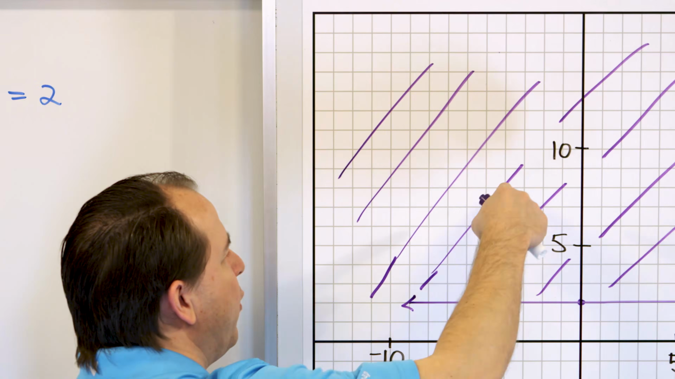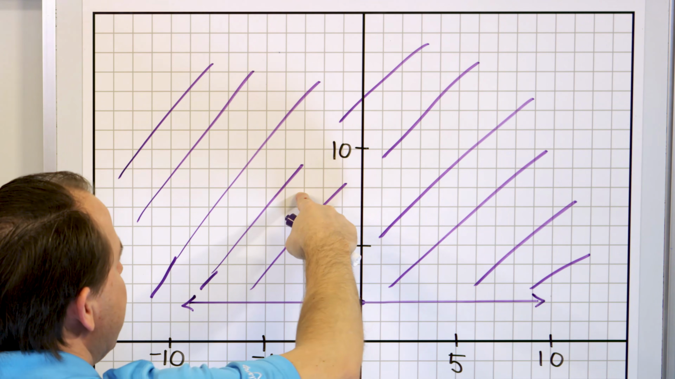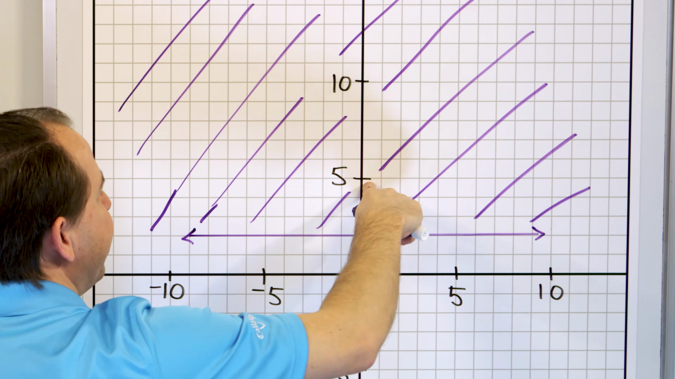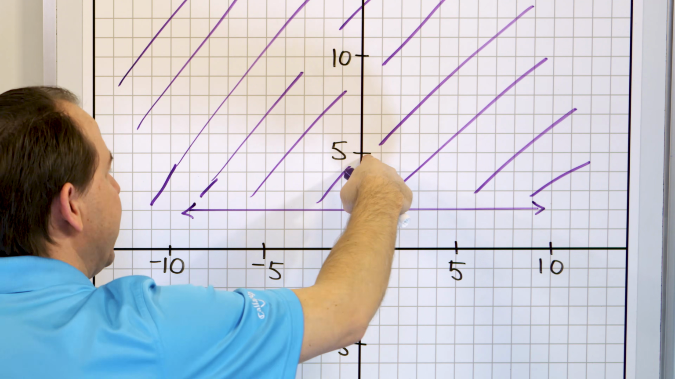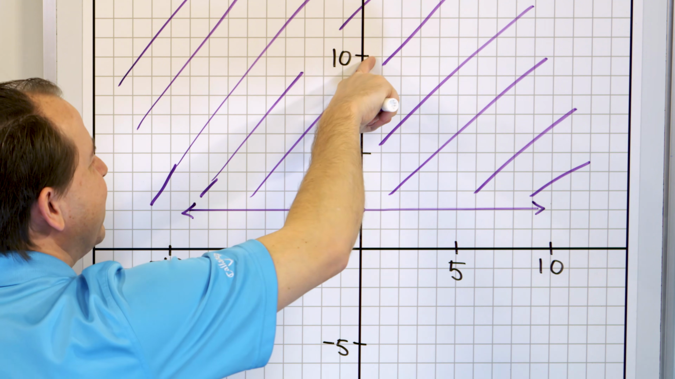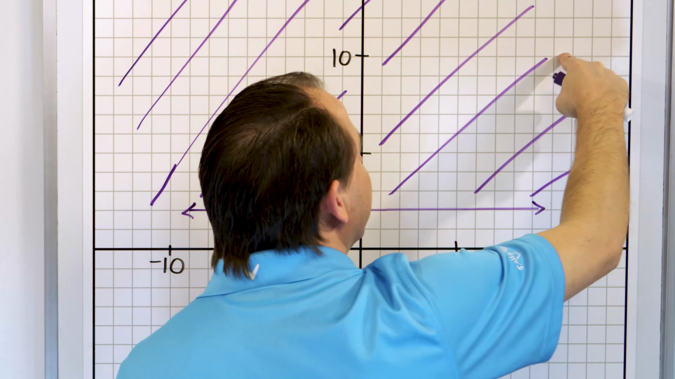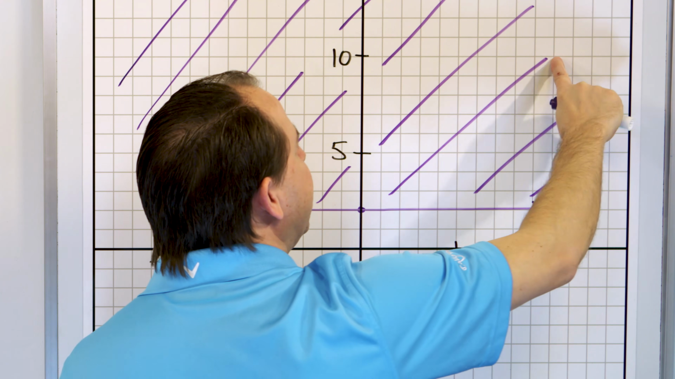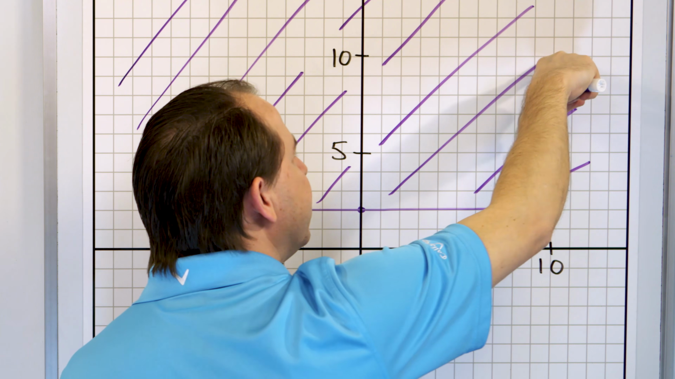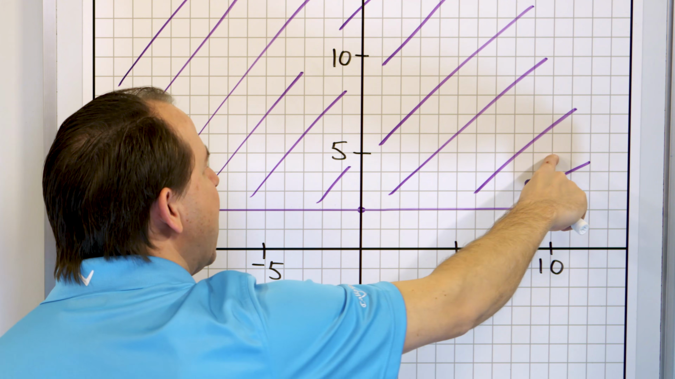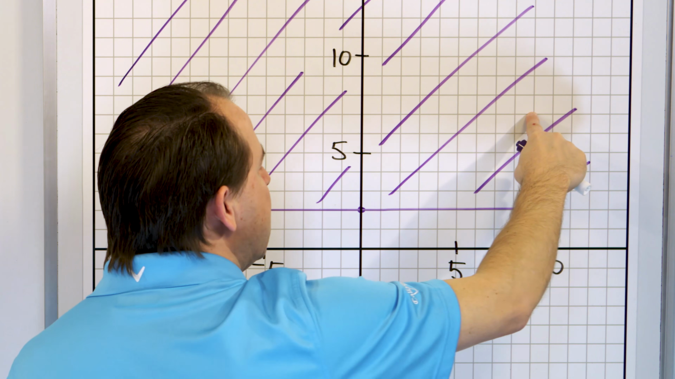So if we pick a point up here in the shaded region, let's say right here at 5, the y value is 5, that's greater than 2. The y value here is 10, that's greater than 2. What if we go over here? Well, the y value of this point, notice right here, is also 10. The y value here is 5. The y value here is 7, and so on.